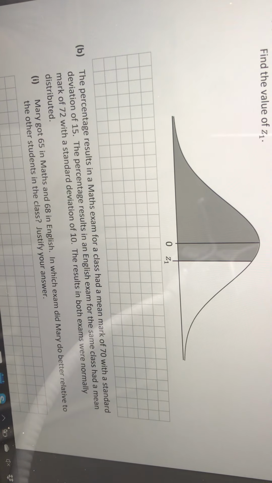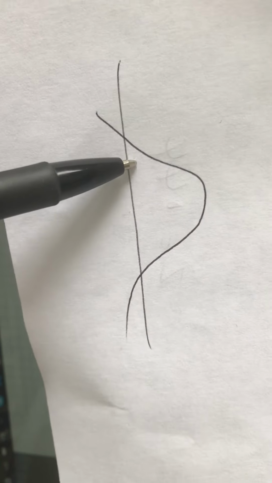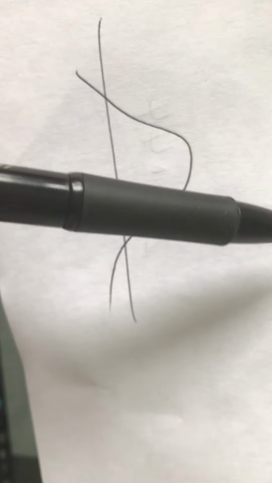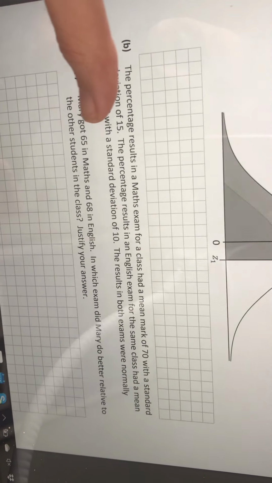And if you were to look at that, zero is here, minus a third is here, and minus 2/5 is a little bit further out. So it looks like she did better in maths. And your justifying of your answer is just explaining how you used your Z score and what the Z score represents.